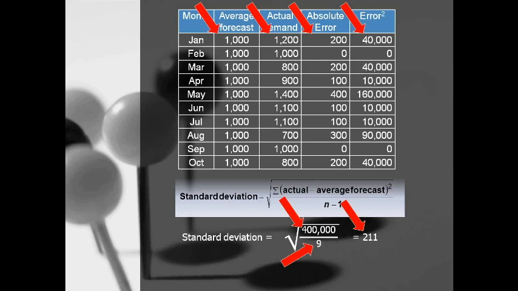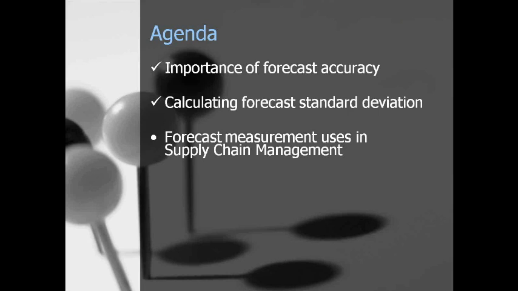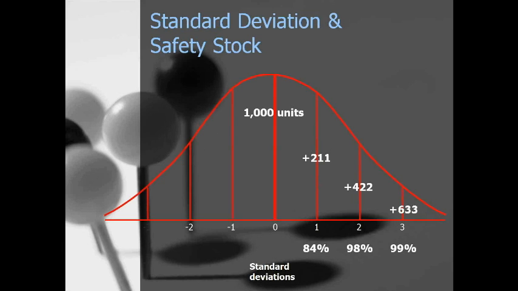All right, so now we went through all of this math. What do we do with that 211-piece standard deviation? So here's where we go from here, how we take that and use it in supply chain management. Here we're back to the bell curve. Remember the bell curve from the attendees at the family reunion? The average was right in the middle. For the height of the people, it was 5'7". For the average of our forecast over this 10-month period, it's 1,000 units.